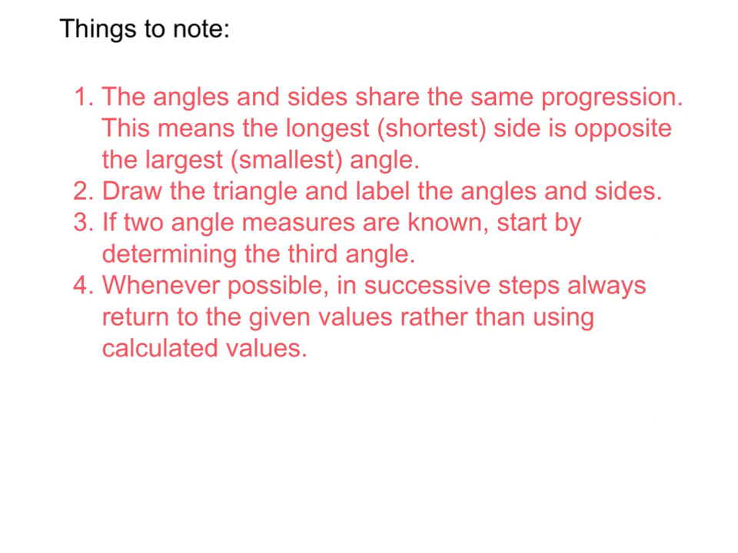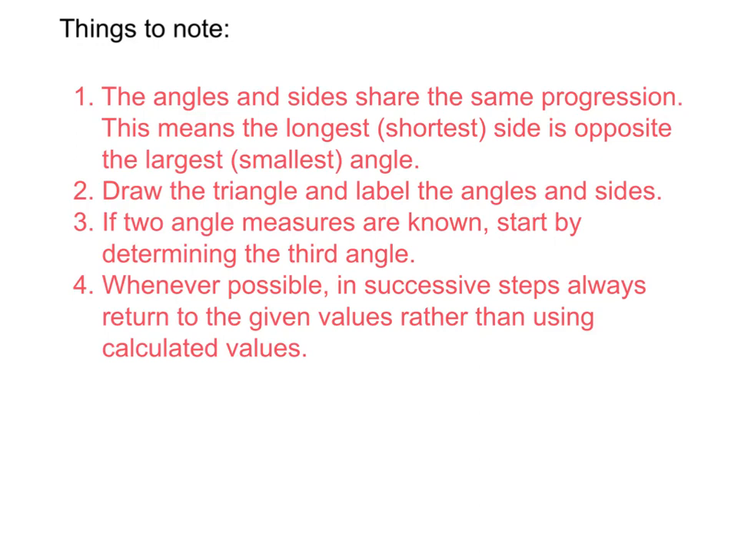Number three, if two angle measures are known, the very first thing you need to do is find that third angle. We can find that third angle by using the fact that the angles of a triangle add up to 180 degrees. So if I know two of the angles, I take 180 minus those two measures, I will get the measure of the third angle. And the next one is important. I've talked about this when we were solving triangles, the right triangles that we did in 4.3 and 4.4.